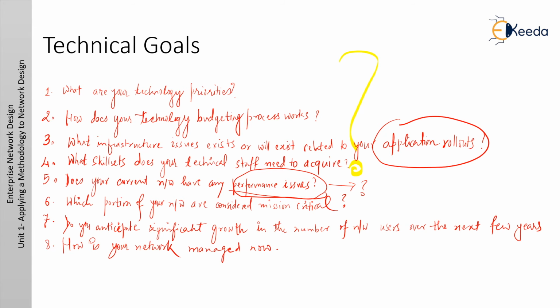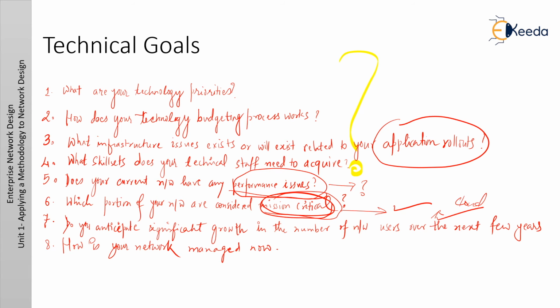Which portion of your network is considered mission critical? So we need to check which particular portion is mission critical. So first we need to change this. Do you anticipate significant growth in the number of network users over the next few years? If so, then we need to go for a cloud solution and some other solutions.